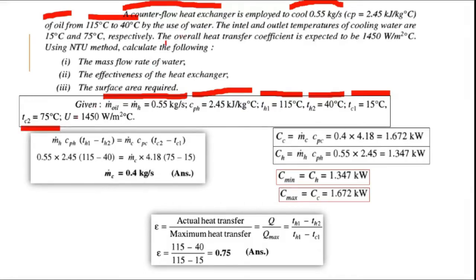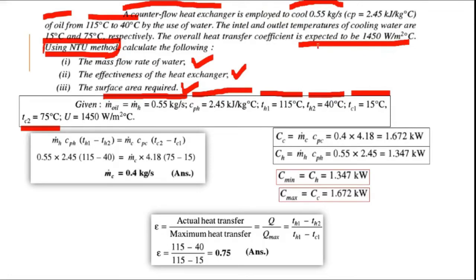What they want you to do is find out mass flow rate of water, effectiveness of the heat exchanger, and surface area required. But they want you to do this using NTU method. So we will see where this NTU method will be involved and how we can solve the question without using the NTU method if this portion is not written in the question. The data they have given is that overall heat transfer coefficient is 1450. So this is not individual value of h. Here they have directly given you the U value.